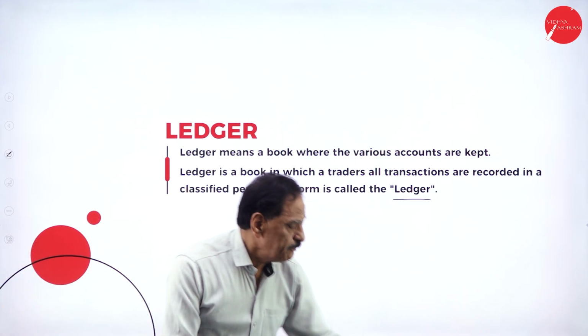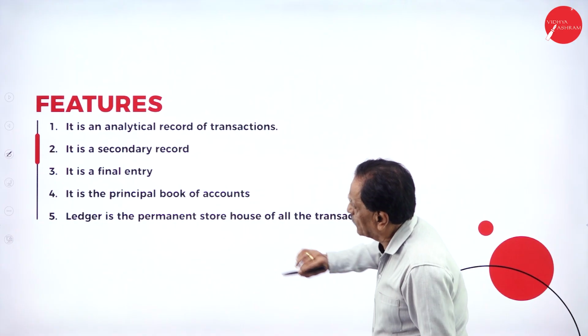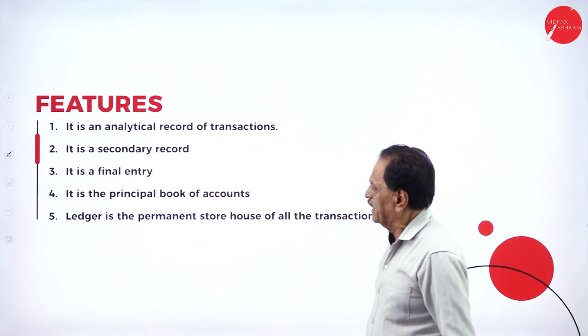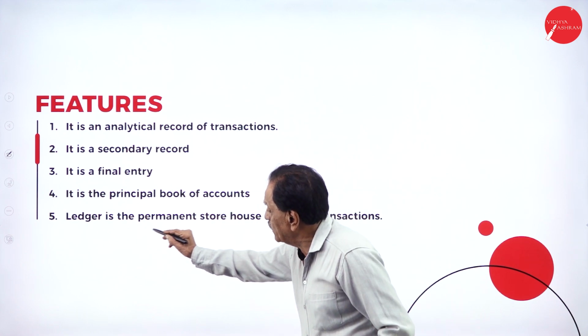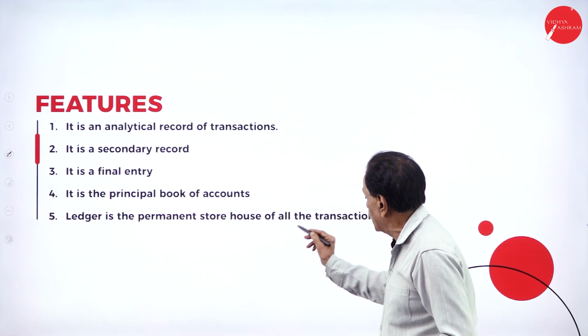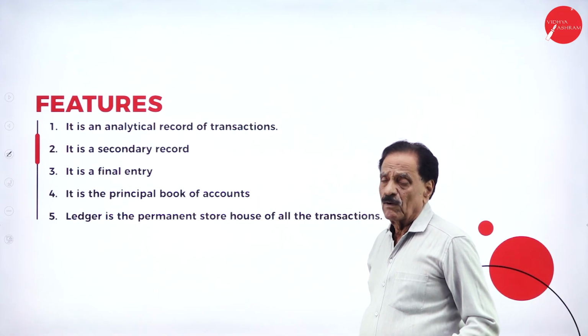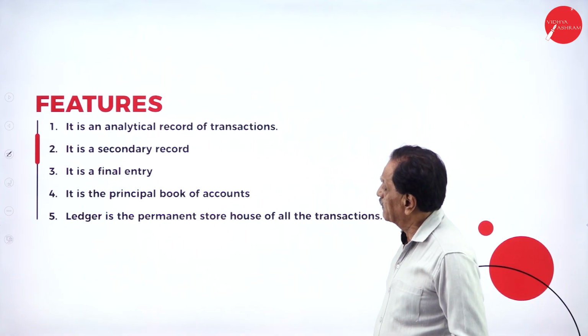Then we'll move on. Features. It is an analytical record of transactions. It is a secondary record. It is a final entry. It is a principal book of account. Ledger is a permanent storehouse where all the transactions are put. Whatever the journal entries are, all of them come into the ledger.